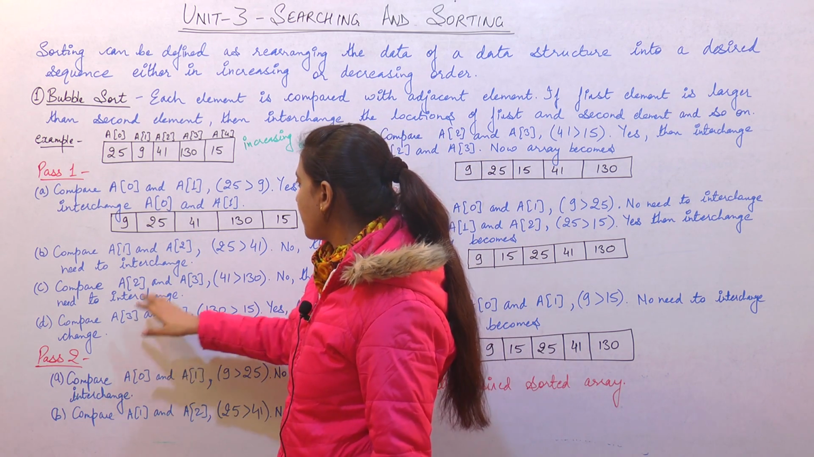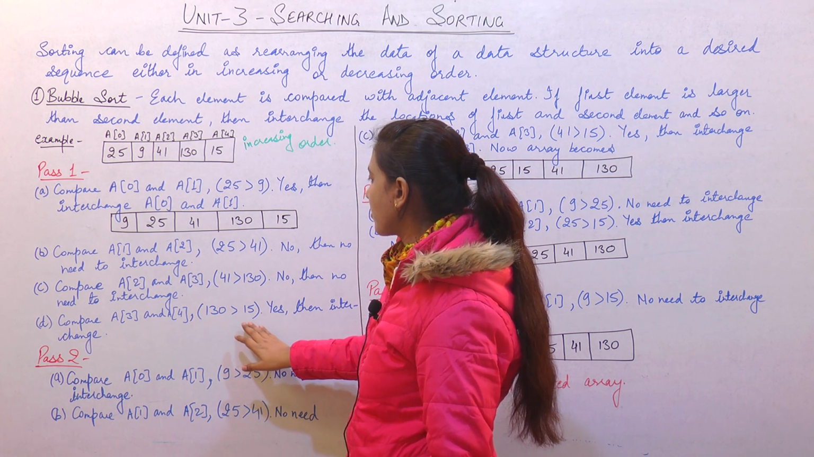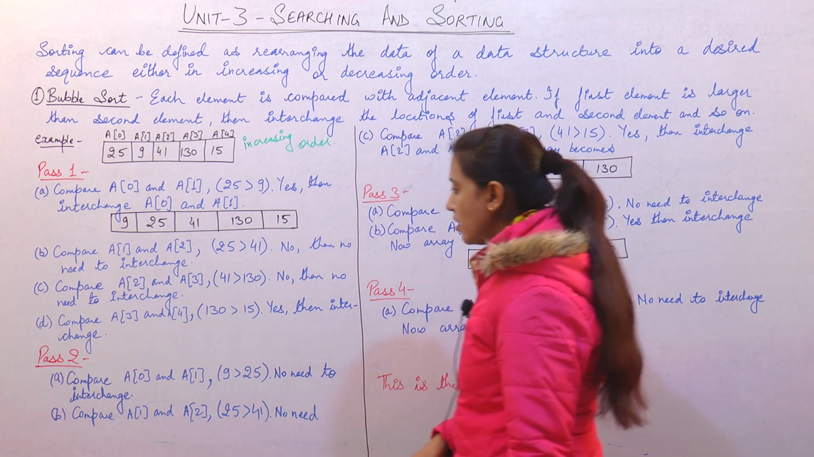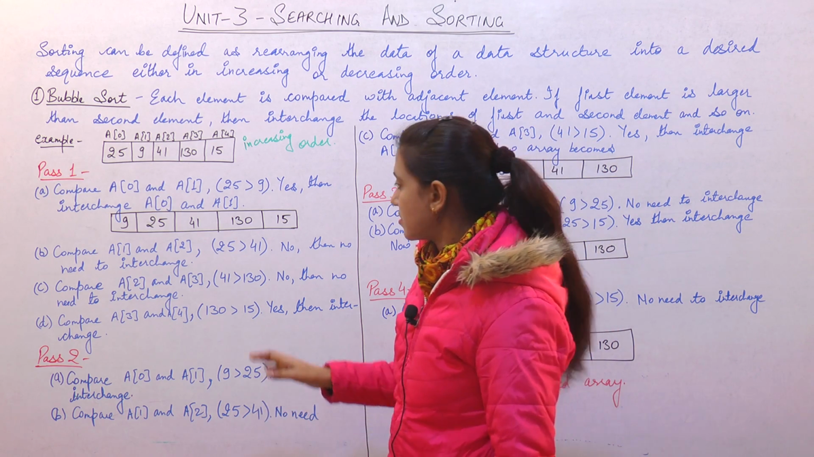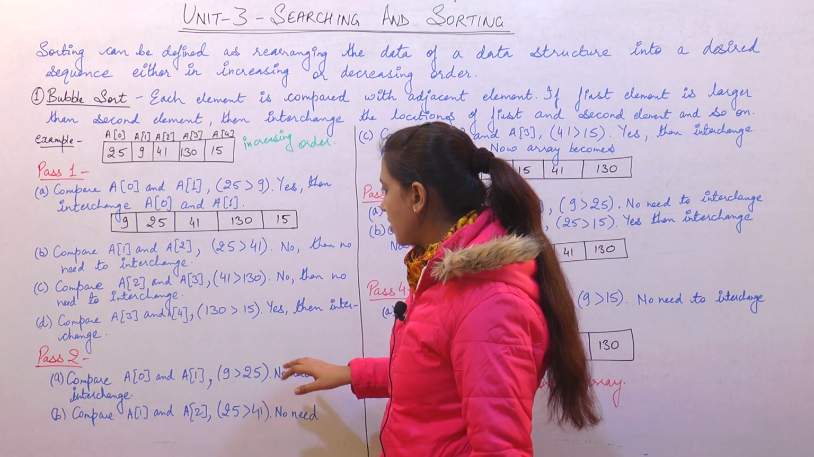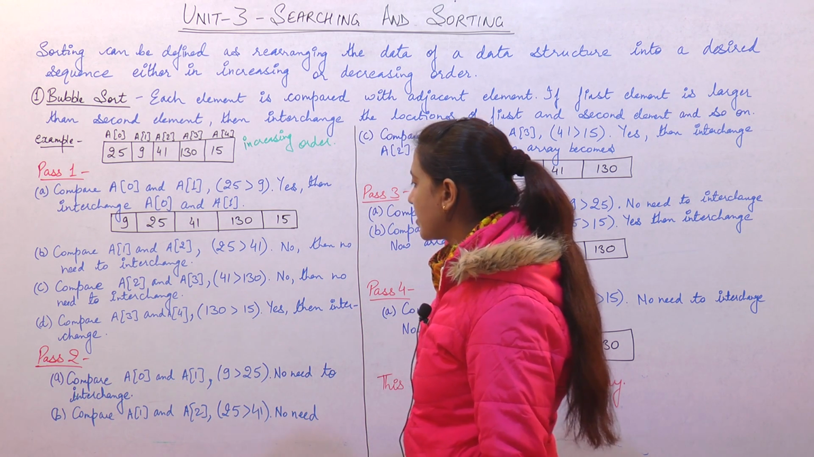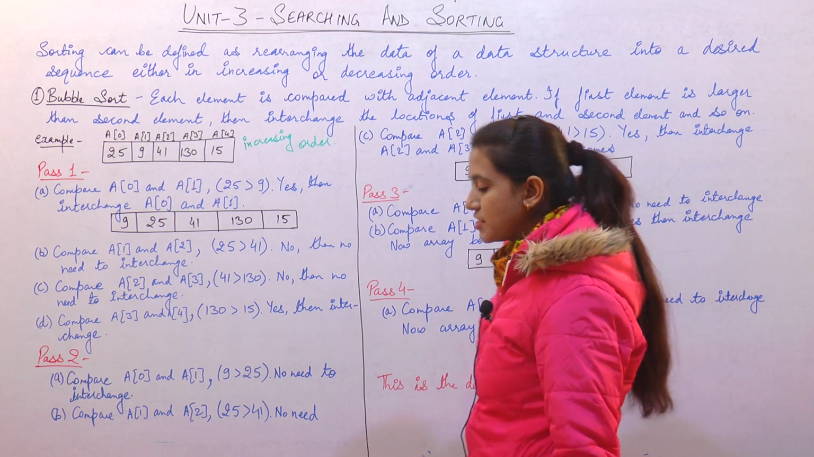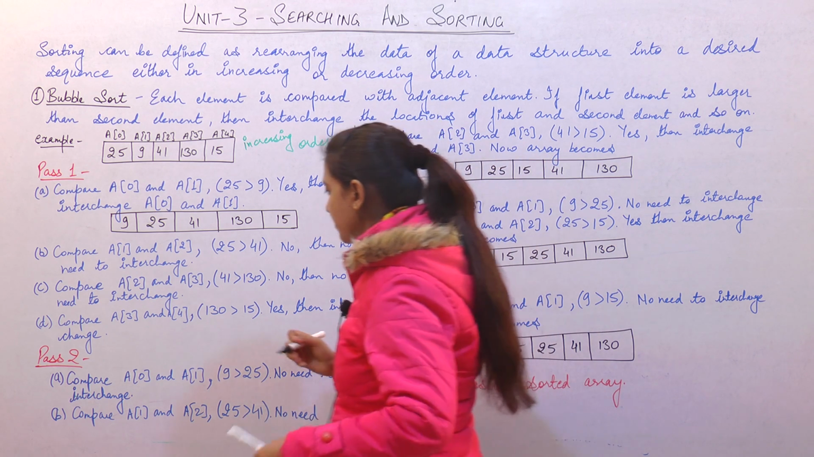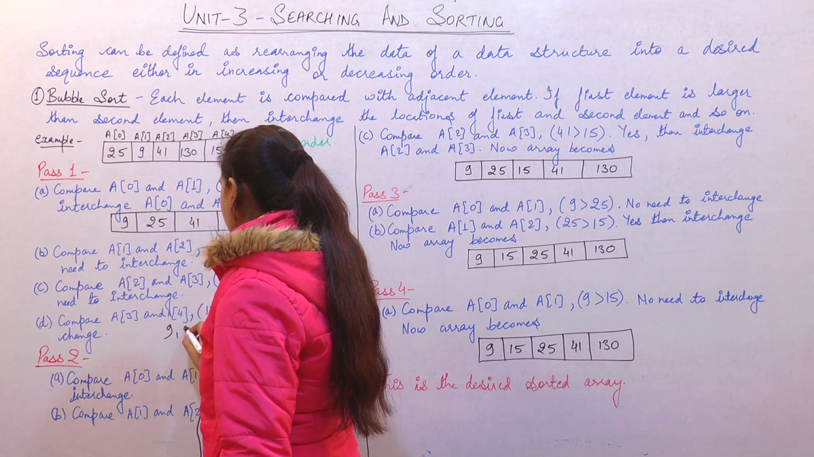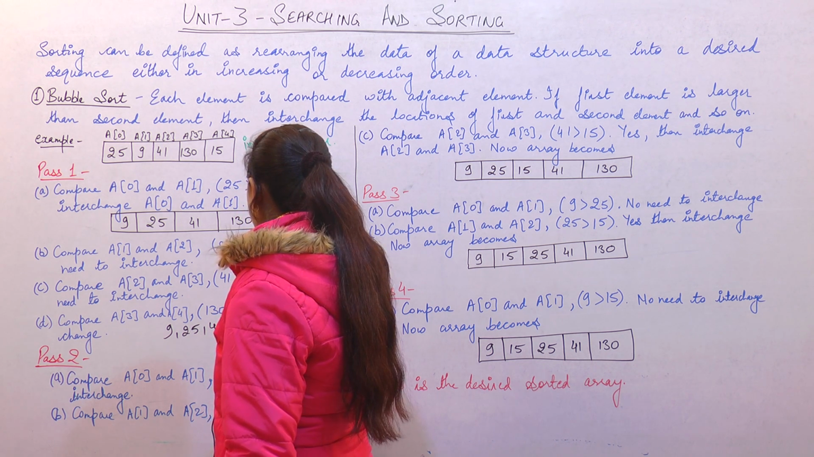Moving further, we will compare the values at A3 and A4. A3 contains 130 and A4 contains 15. Since 15 is less than 130, we need to interchange the positions of 130 and 15. After interchanging, our new array will become 9, 25, 41, 15 and 130.